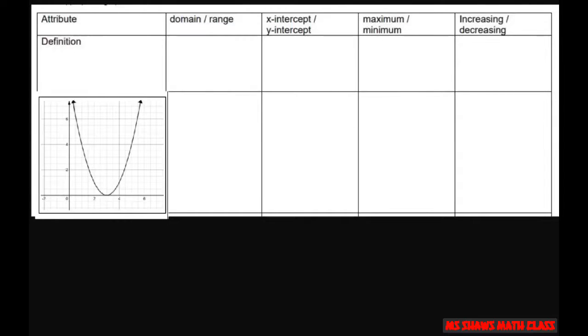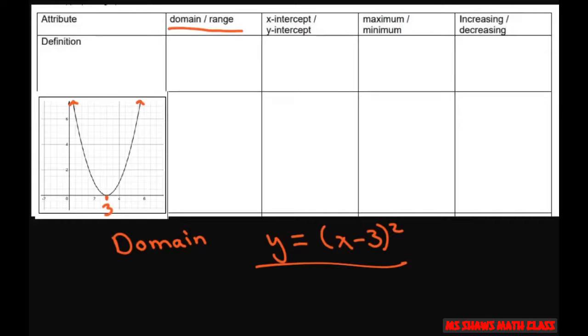We're going to talk about attributes of this quadratic function. The first thing we're going to do is find domain and range. For this one, we have the arrows. And for domain, you're looking at what x values you can put in. In this case, I'm going to call that a 3. So this equation would be y equals (x minus 3) squared. So that's your function there.